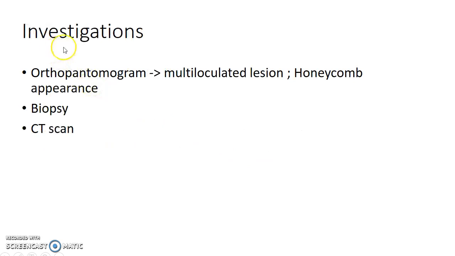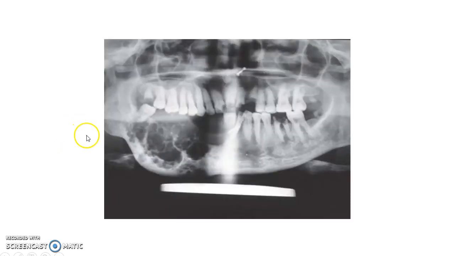Now, what are the investigations that you will do for a case of ameloblastoma? Orthopantomogram should be done. An orthopantomogram is a panoramic scanning dental X-ray of upper and lower jaw. It shows multiloculated lesion depicting a honeycomb. It is called as honeycomb appearance. Biopsy can be taken and CT scan can be done to diagnose ameloblastoma. This picture shows the orthopantomogram of a patient with ameloblastoma. Note the multiloculated lesion. This is called as honeycomb appearance.